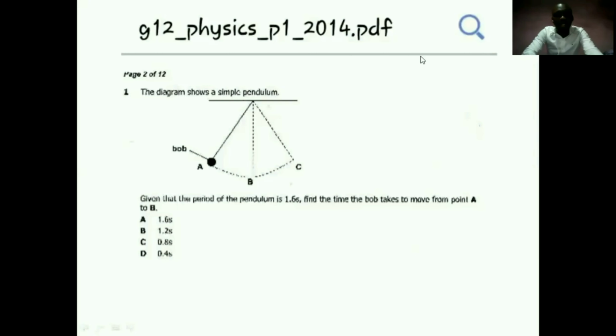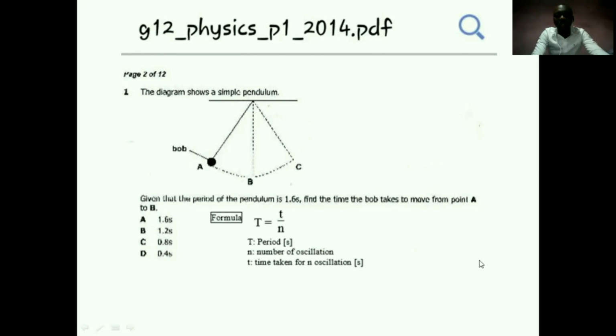The question says the diagram shows a simple pendulum. Given that the period of the pendulum is 1.6 seconds, find the time the bulb takes to move from point A to point B. When solving this problem, we are going to use the formula for period, which is T is equal to t over N.